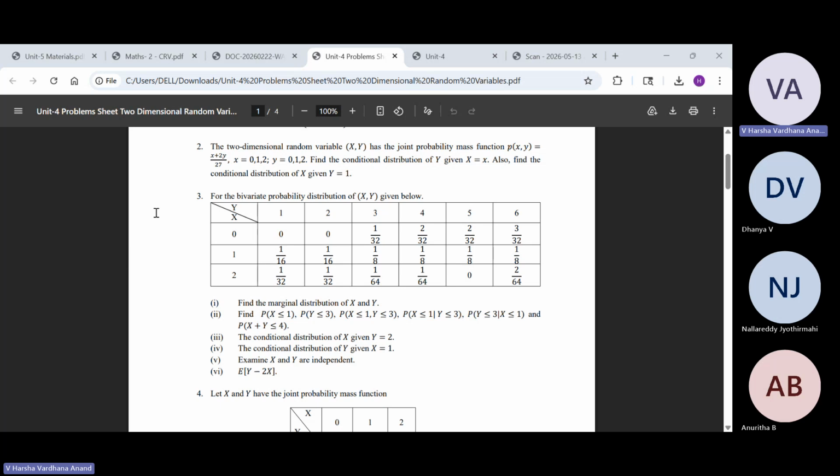So 1 by 4 is nothing but 4 by 16. 1 by 8 is nothing but 2 by 16. So 4 plus 2 plus 10, we get 1. Just cross-check it by adding everything and make sure it becomes 1. This is the marginal distribution.